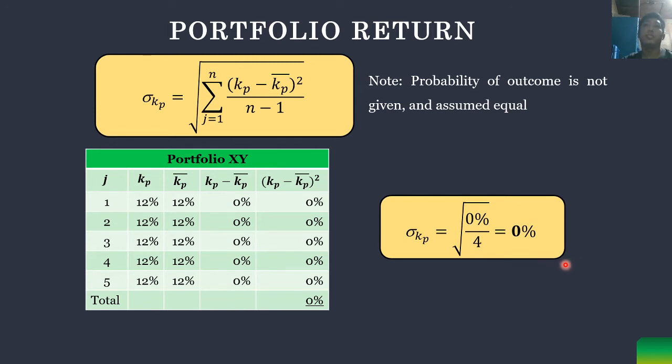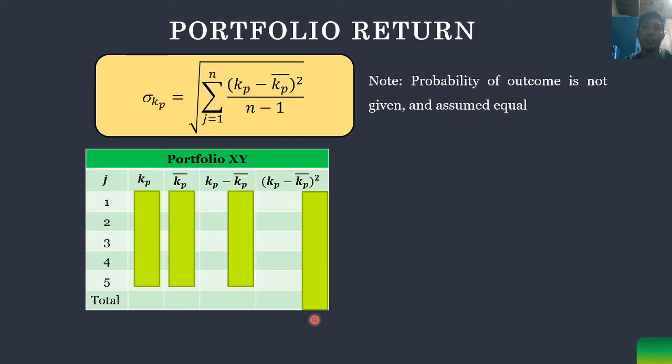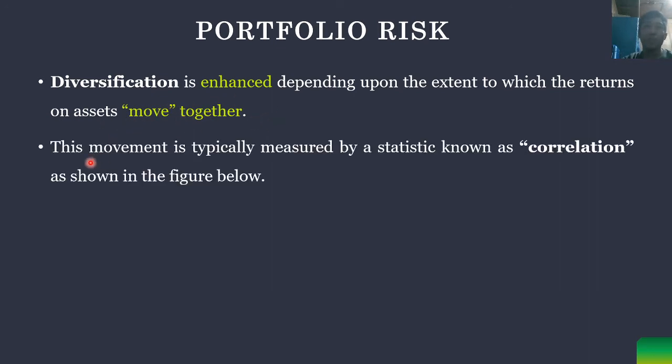Okay. So, ito talaga yung maganda yung pagkaka-diversify ng portfolio. Kasi, kung mapapansin nyo class, yung direction dito, completely opposite. Diba? Increasing returns kay X, decreasing returns kay Y. Okay? So, next, for the portfolio risk, diversification is enhanced depending upon the extent to which the returns on assets move together. This movement is typically measured by a statistic known as correlation, as shown in the figure below. So, correlation yung tawag.